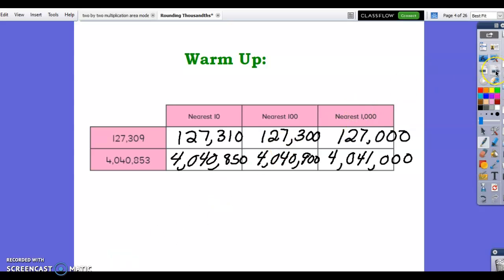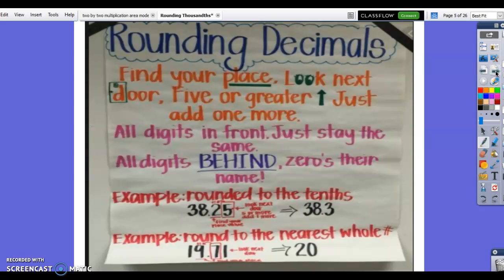Today, we will be moving into rounding all the way through the nearest thousandths. So rounding decimals, it is the same rules. You find your place value, you underline it, you look next door. If it's 5 or greater, you just add 1 more. All the digits in the front will stay the same, and all the digits behind will become zeros with their name. Example of rounding to the nearest tenths.